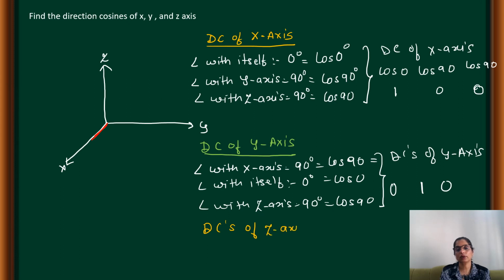Like this, can we find out the direction cosines of the z-axis? Can I leave that to you all? It's very easy, correct? I'm sure all of you know. Do it by yourself.